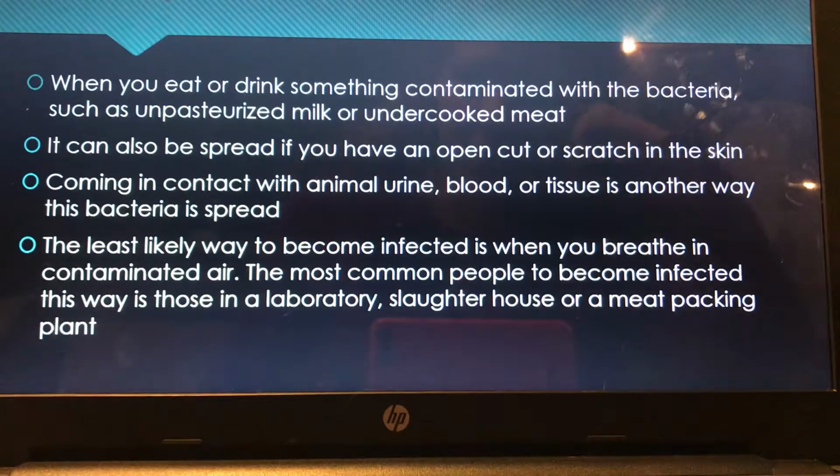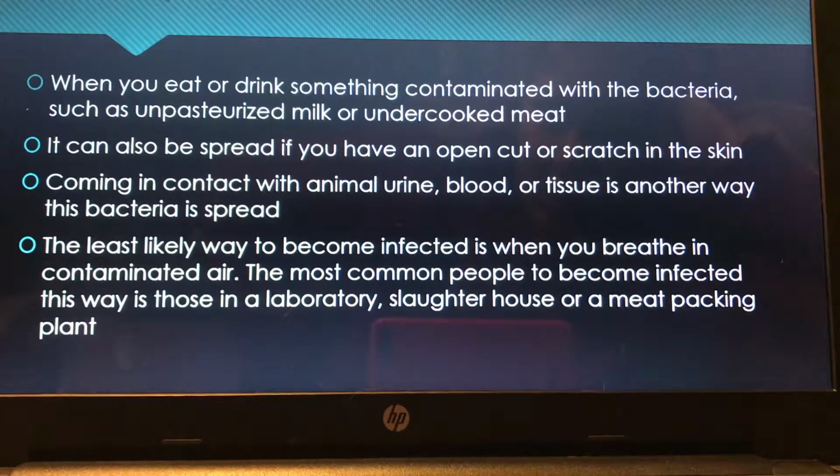So how does this spread? When you eat or drink something that is contaminated with the bacteria, such as unpasteurized milk or uncooked meat. It can also be spread through an open cut or scratch in the skin. This is common with veterinarians.